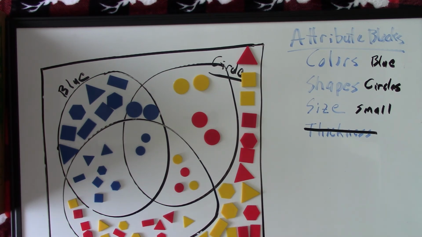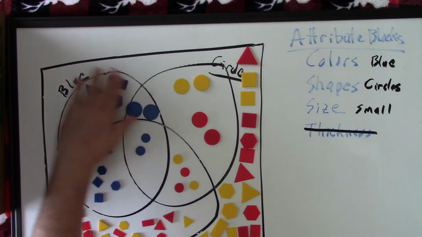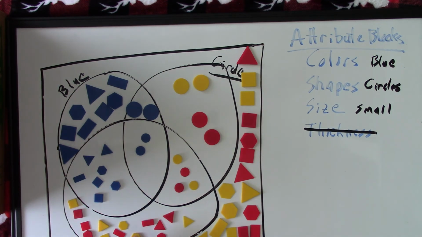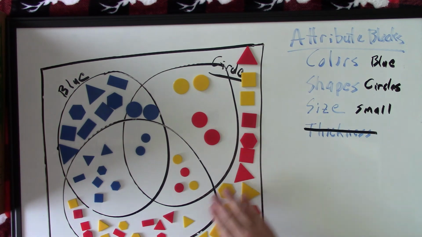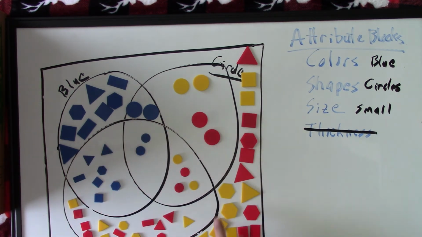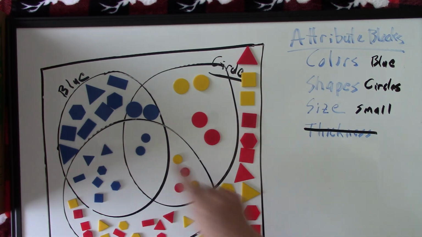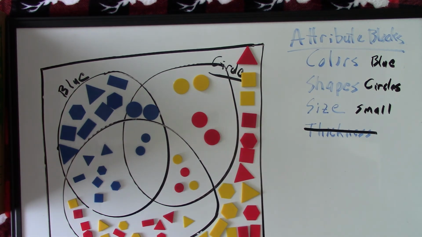So here is my completed Venn diagram where everything in this circle, that's my blue circle, and everything is blue. So everything in this is my circle, and then everything here are all the small shapes. So everything outside is what is not all the attributes. They're not blue, they're not circles, they're not small.